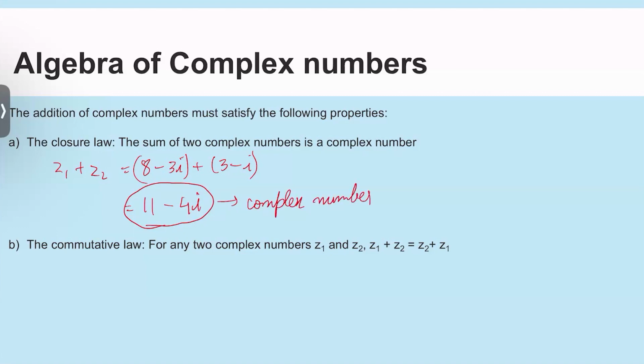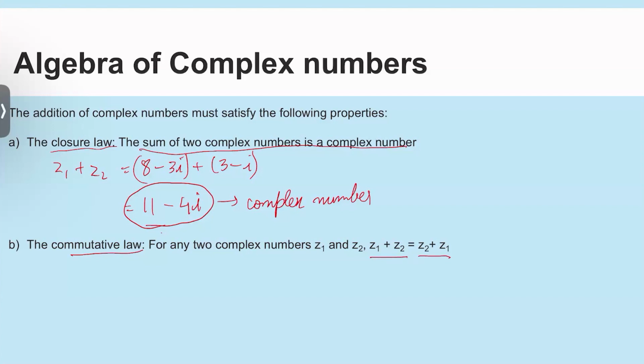Okay, so hence, with addition, we can see that the closure law applies when we are adding two complex numbers, so that the sum of two complex numbers is a complex number. Now we will see another law, that is the commutative law. As per the commutative law, Z1 plus Z2 is equal to Z2 plus Z1.